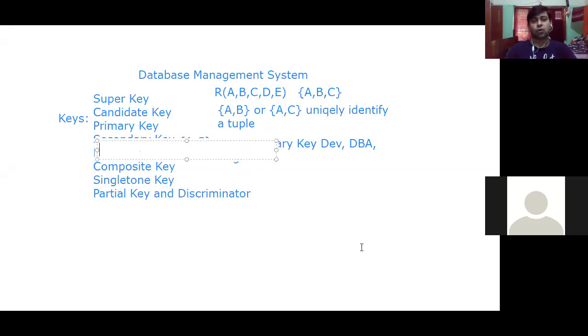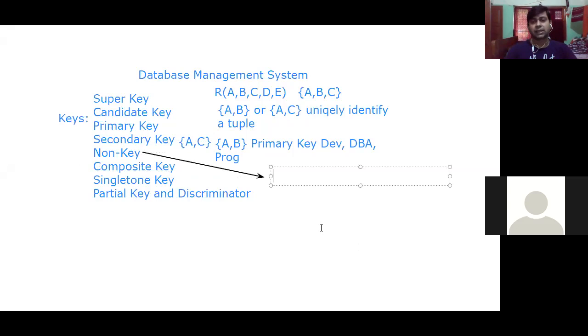Now what about this non-key attribute? Non-key attribute is something which does not participate in the formation of the key. So ABC participates in the formation of super key or candidate key or primary key. So D and E are remaining. So these D, E are known as the non-key attribute set. Okay, so these are non-key. Non-key means the attributes which do not participate in the formation of key.